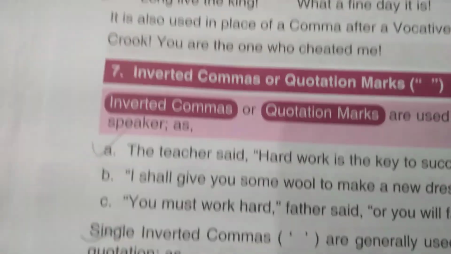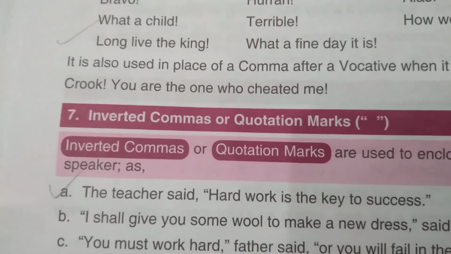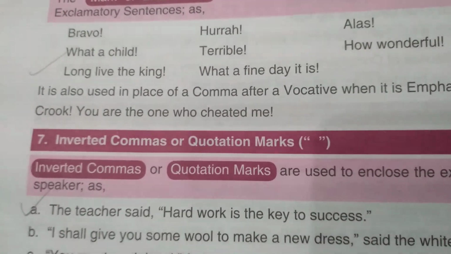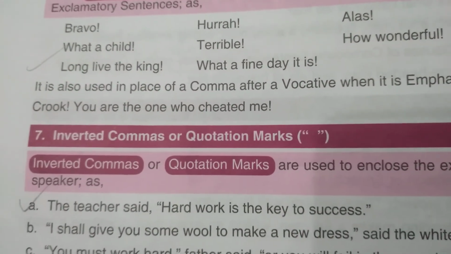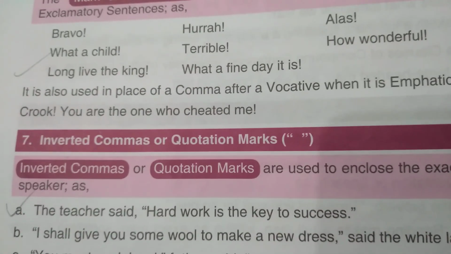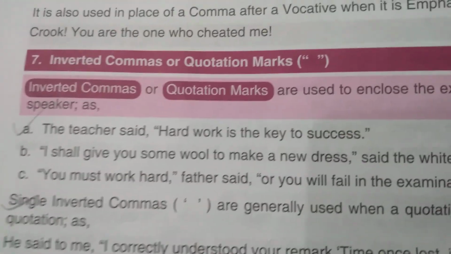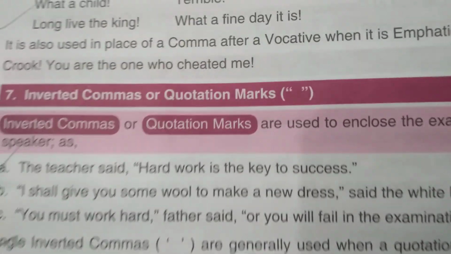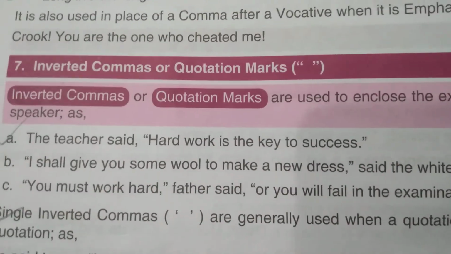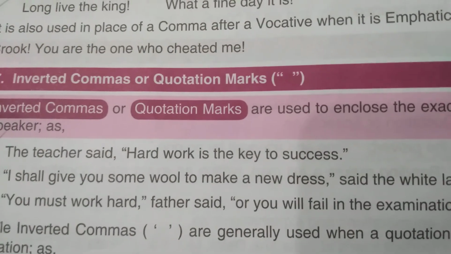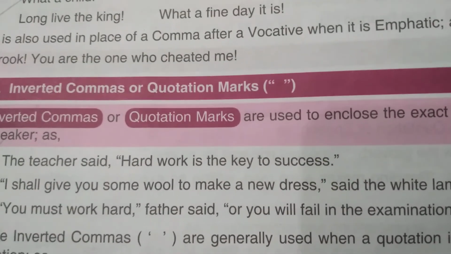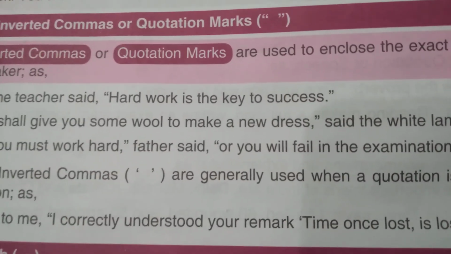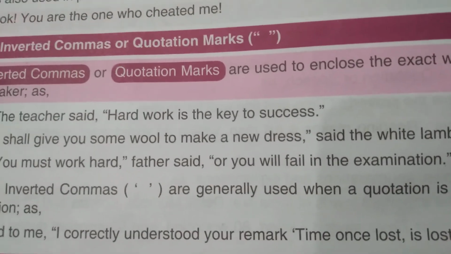Let's move on to the next punctuation, and it is inverted commas, also known as quotation marks. They are double inverted commas, and sometimes single inverted commas are also there. Now, what is the difference between double inverted commas and single inverted commas? Double inverted commas are used to show the quoted words of a person or to show a quotation. For example, "Hard work is the key to success." So this is a quotation, so it is enclosed within double inverted commas. And single inverted commas are used when we are talking about a particular word in a sentence.